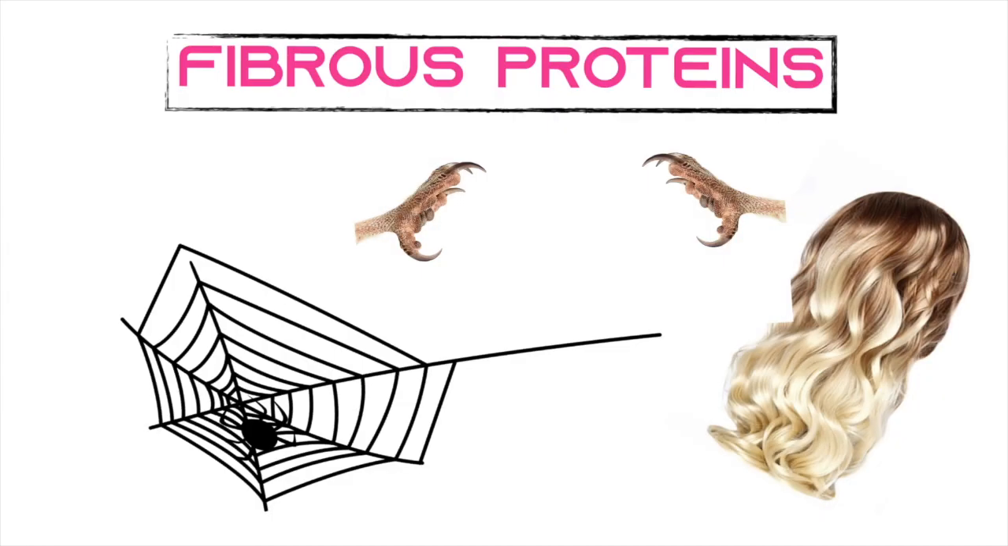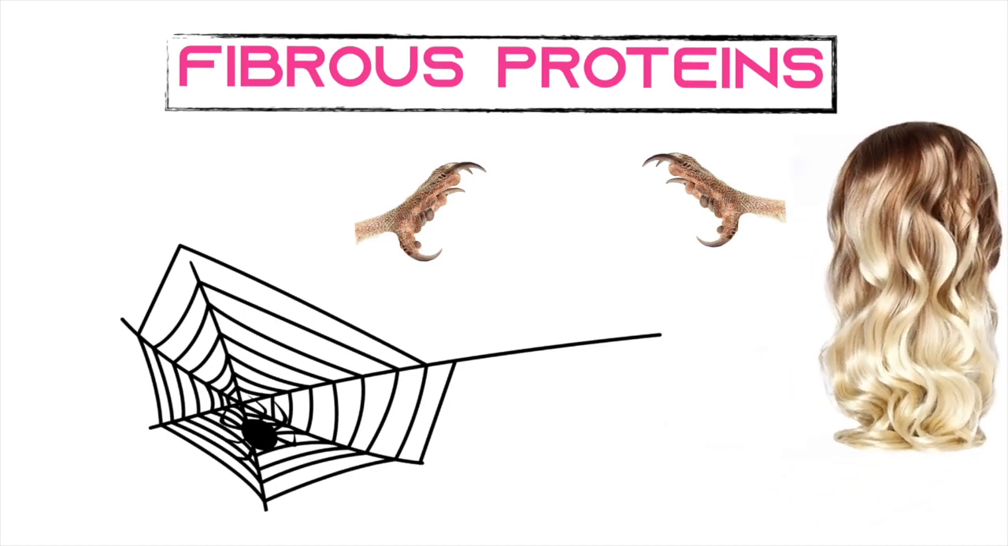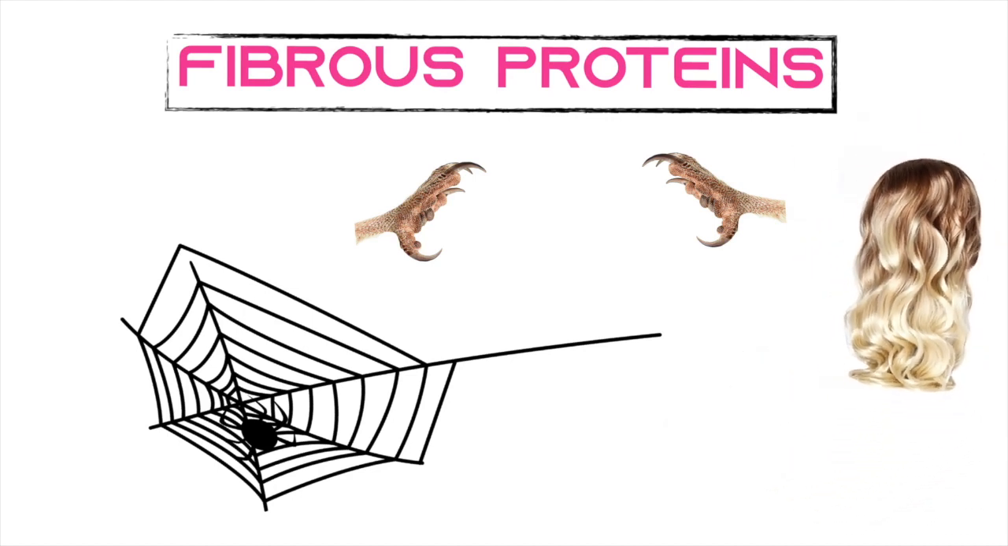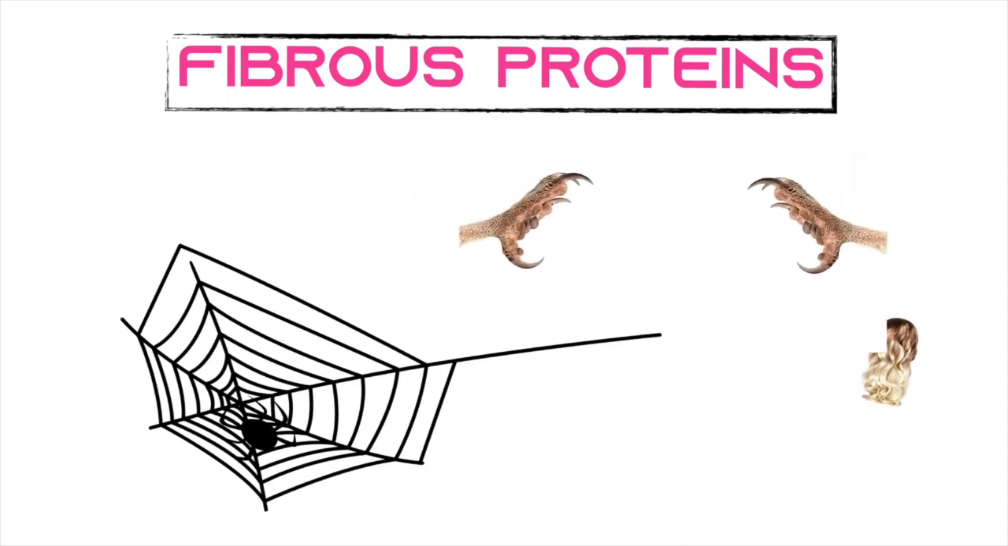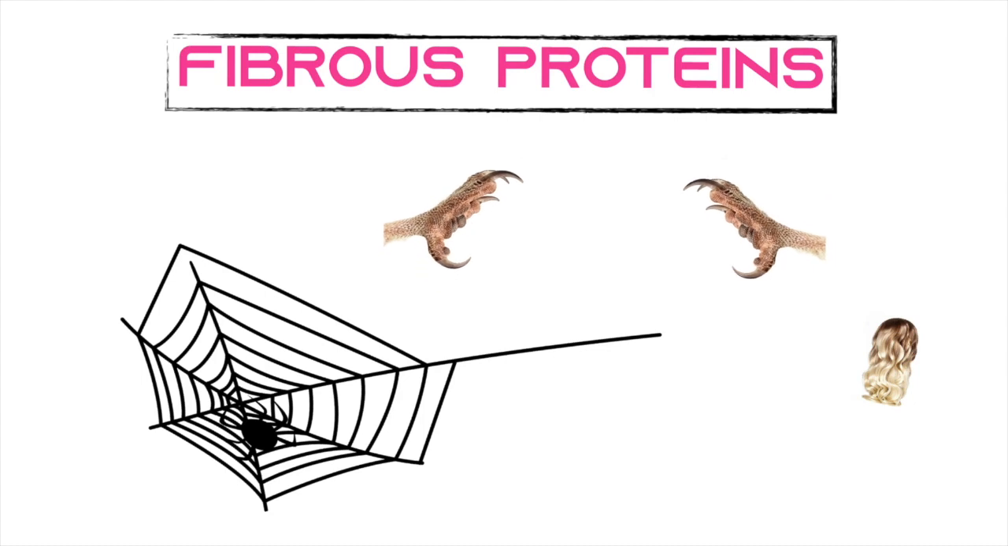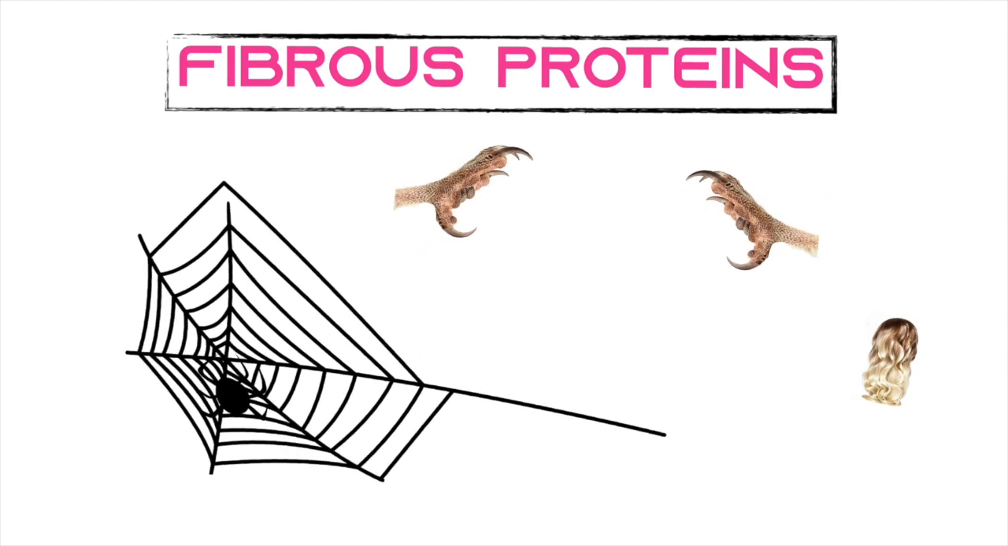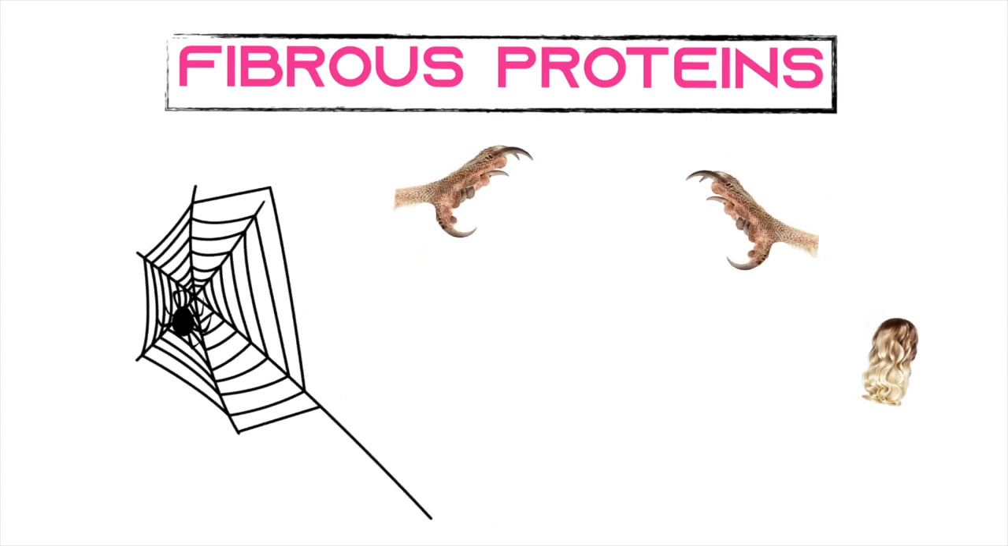Here are some examples of fibrous proteins. So one example of fibrous protein is keratin, which makes up hair and fur in the animal kingdom. Claws and nails are also made up of fibrous protein. Silk is another example.